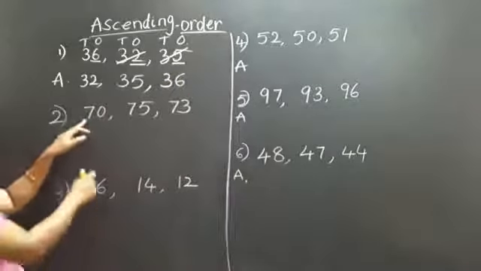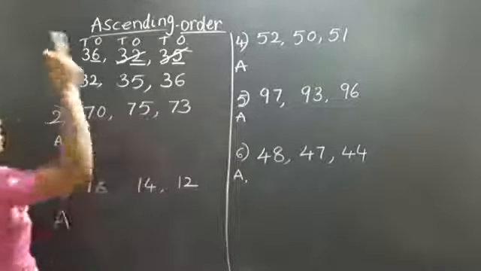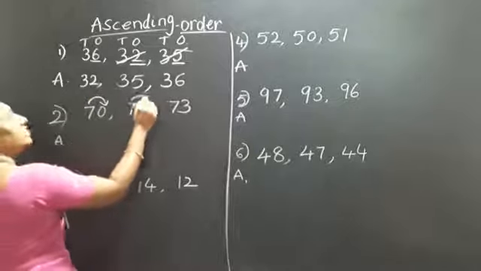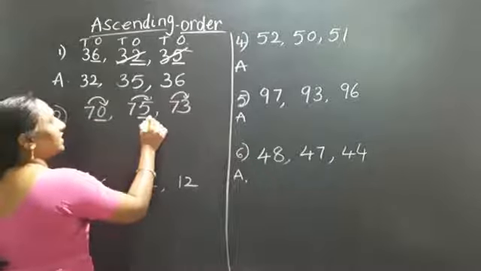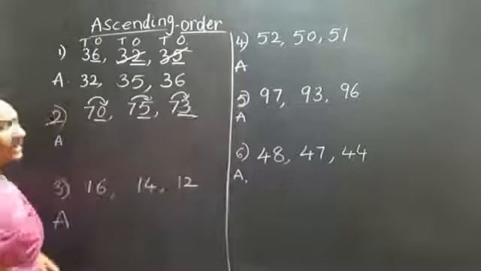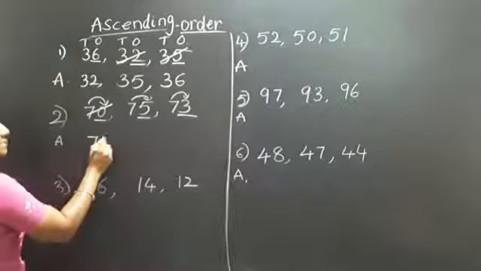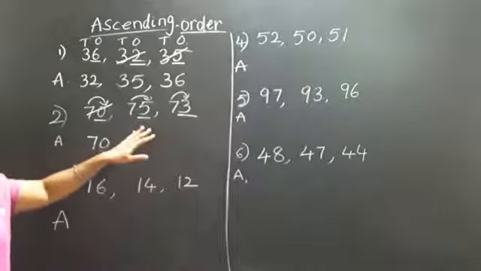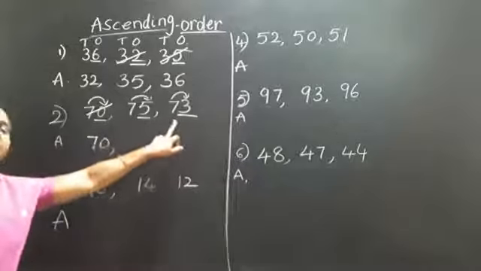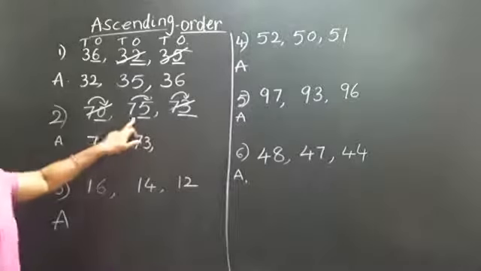Now, here also in the tenth place is 7. Tenth place is same. Go to one's place. We will see the one's place numbers. In the one's place, underline the 0, underline the 5, underline the 3. Now, in the one's place, is 0 there? Yes. Cut the 70 right beside the margin. Now, in the one's place, is 1 there? No. Is 2 there? No. Is 3 there? Yes. Cut the 73 right beside 70.